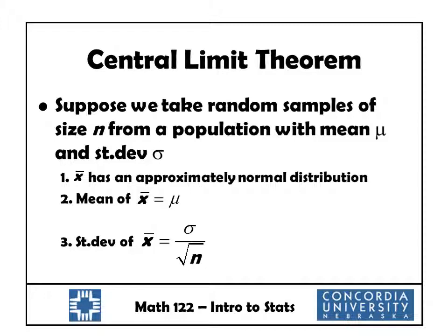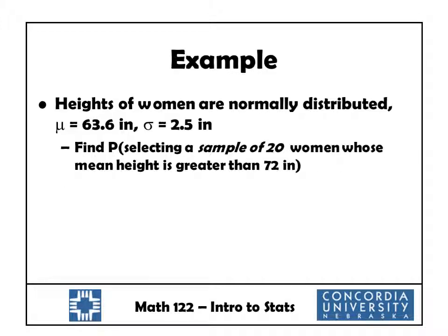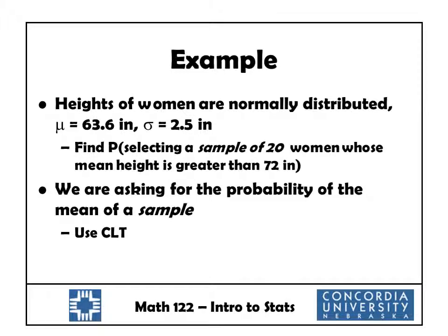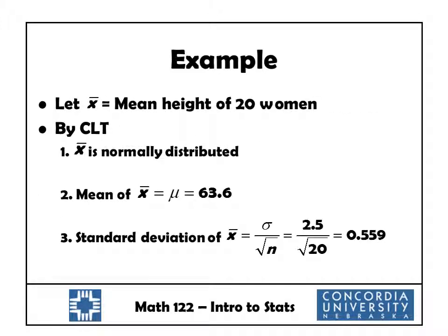So as an example, consider the population of women which have heights with a mean of 63.6 inches and a standard deviation of 2.5. Suppose we select a sample of 20 women, and we want to find the probability that their mean height is greater than 72 inches. And so we're asking for the probability of the mean of a sample. And so that means that we should use the central limit theorem. If a problem ever asks for the probability of the mean of a sample, that indicates central limit theorem.